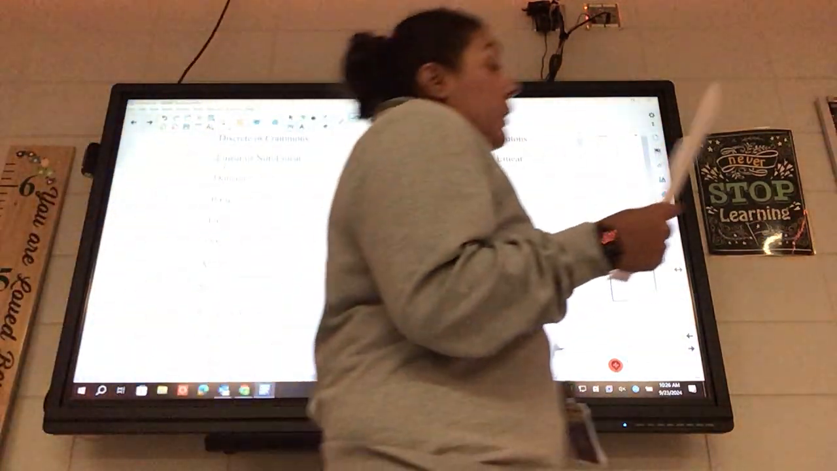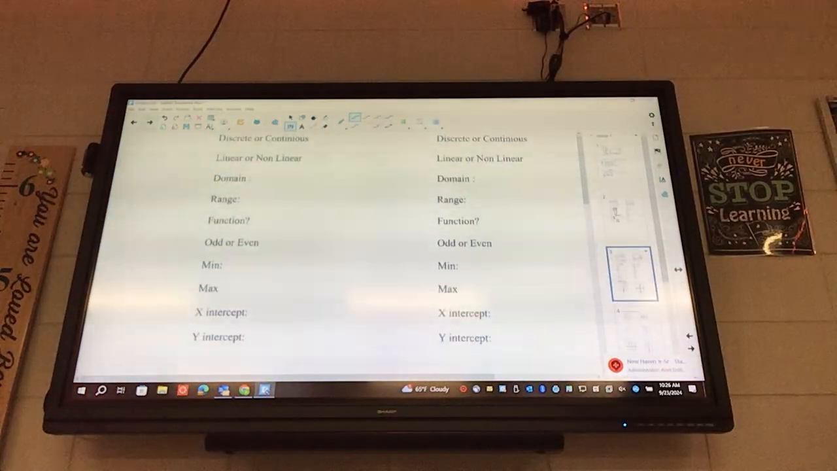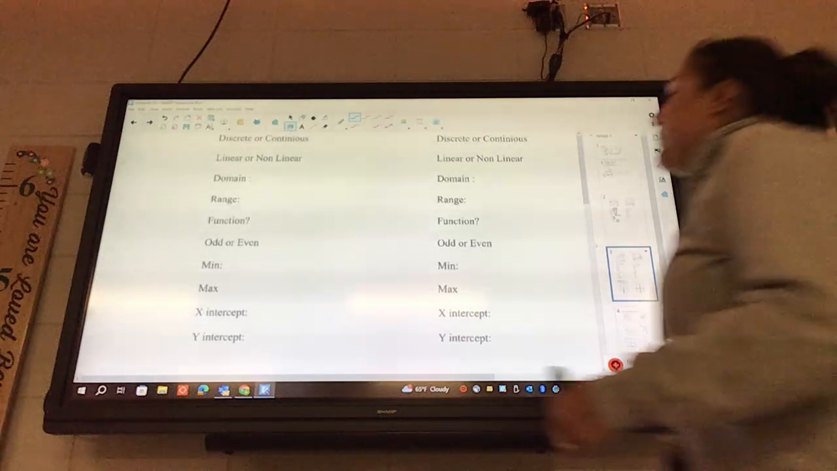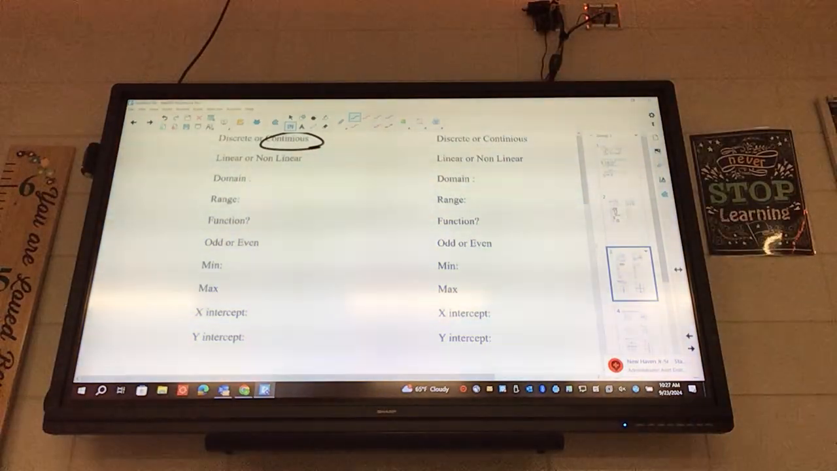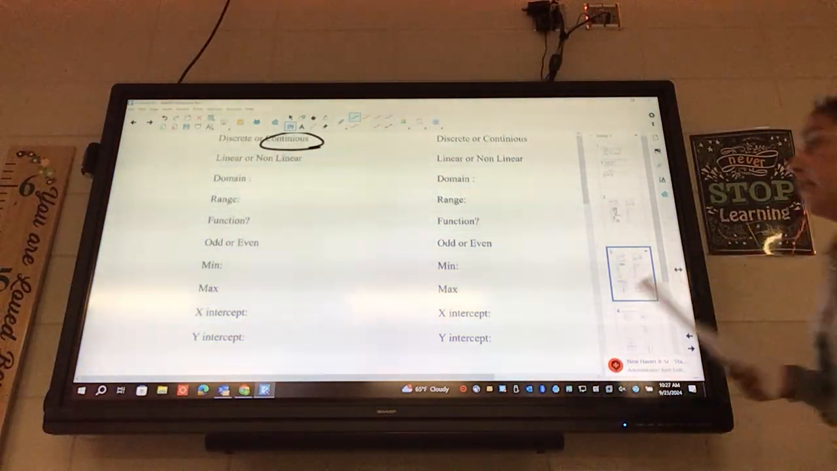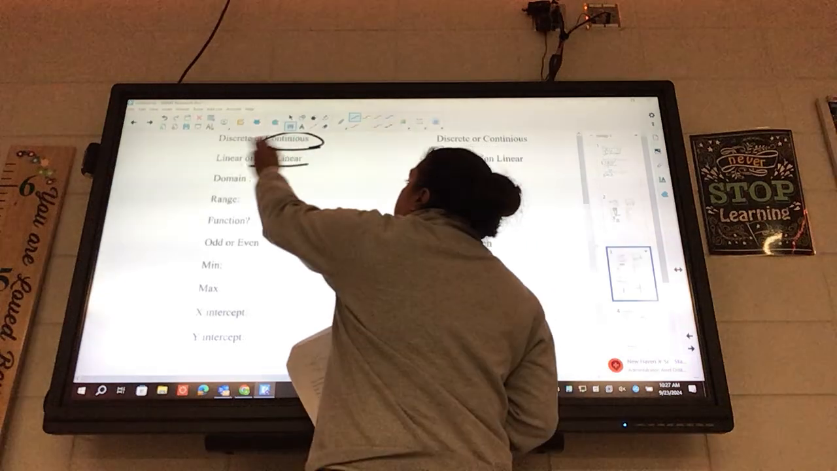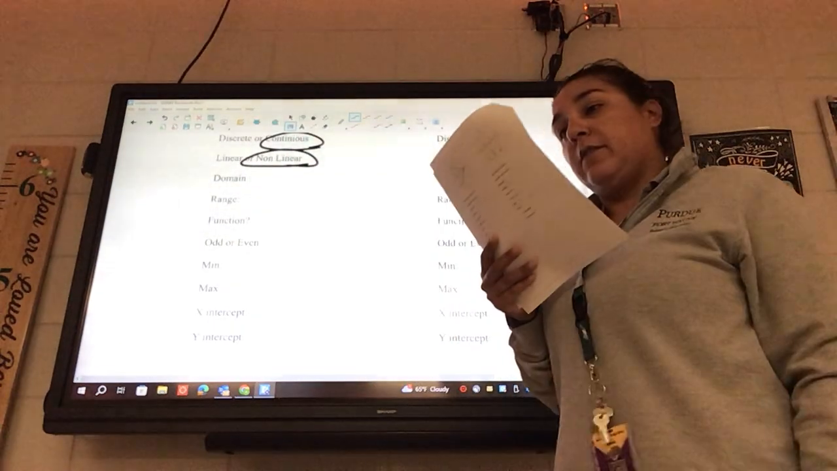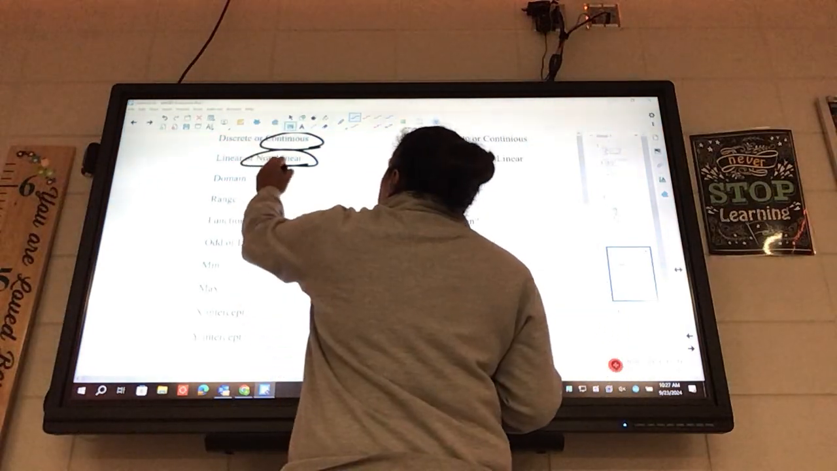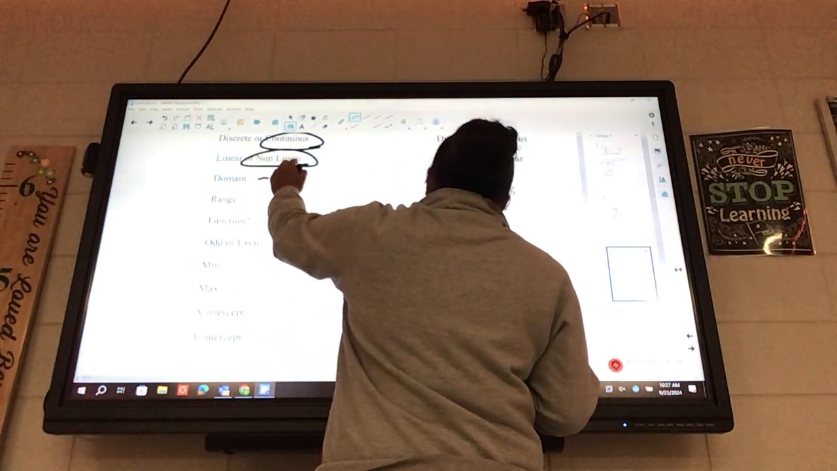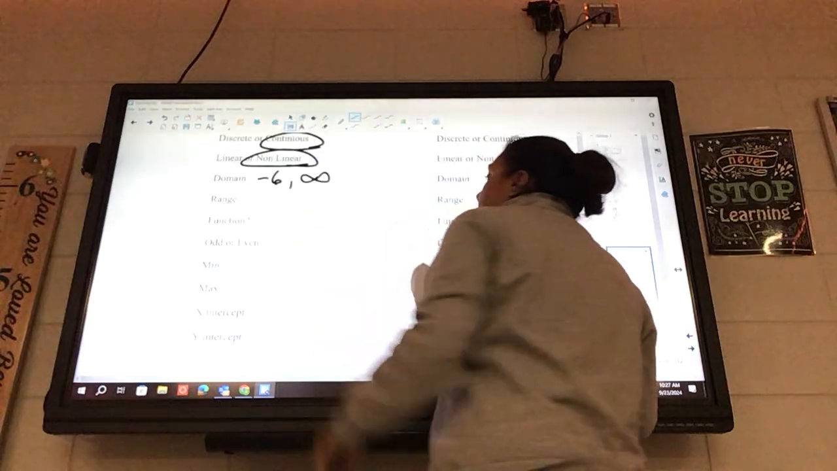Number 13, is that discrete or continuous? It is continuous. I get from the bottom all the way to the top without picking up my pencil. Linear or non-linear? Non-linear. The domain, where does the graph start on the left? -6. I agree. Where does it finish on the right? Positive infinity. Yep, it's going to be infinity because there's an arrow.